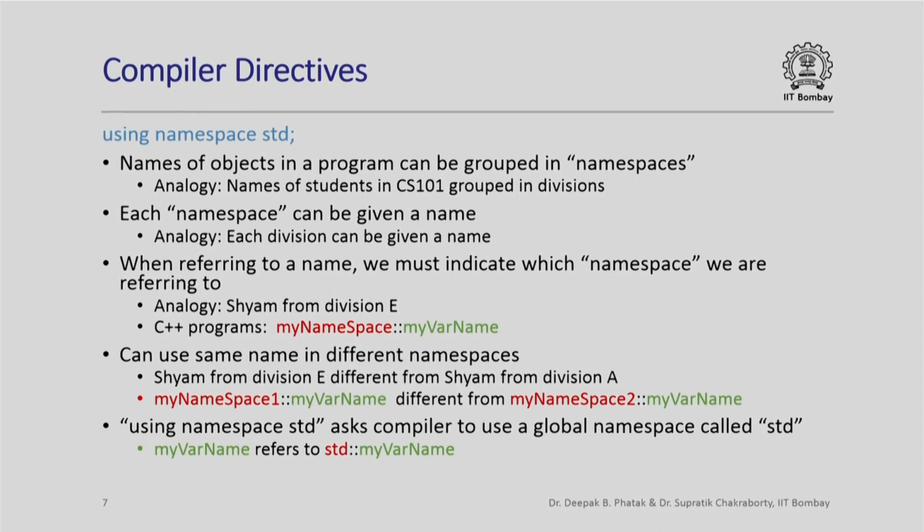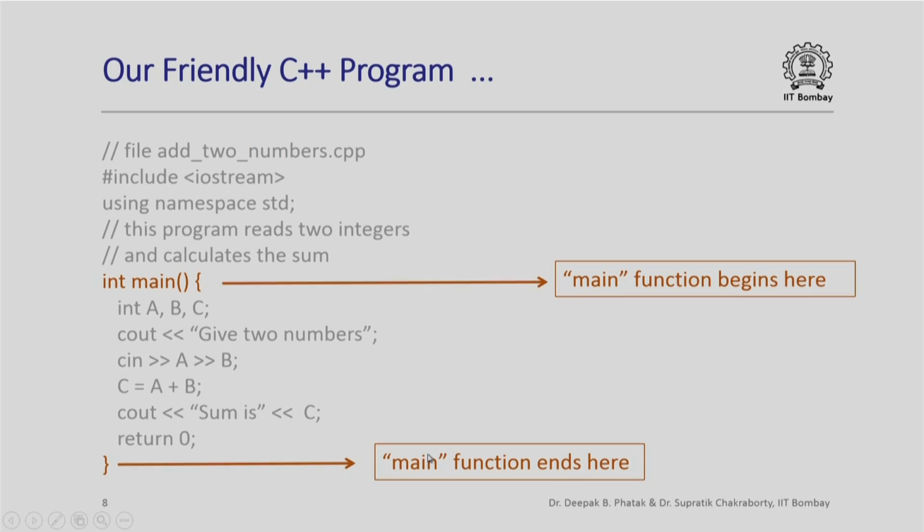Now by issuing the directive using namespace std to the compiler, we are basically asking the compiler to use a global namespace called std, which means for every variable name that we are going to use, we are asking the compiler to prefix the name with std as the name of the namespace. So when we say my_var_name, we are really referring to the std namespace and the my_var_name variable in that std namespace.